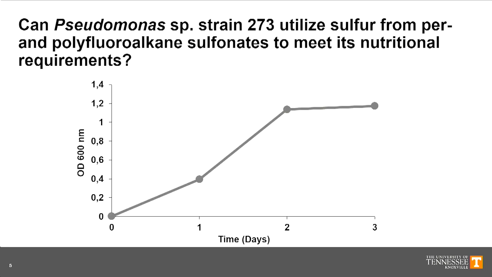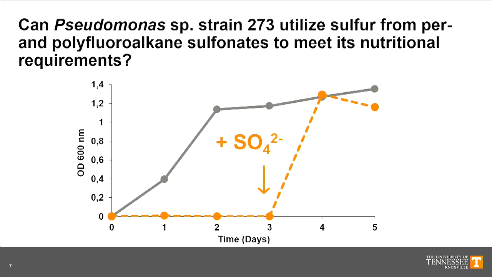And so normally in wild-type conditions, strain 273 grows whenever there's no sulfur limitation. However, what I sought out to do was create a sulfur-free medium that would allow for the bacteria to not grow at all since there's no sulfur. And then after it is sulfur-starved, we introduce a type of sulfur into it, and we see that growth quickly rises up.